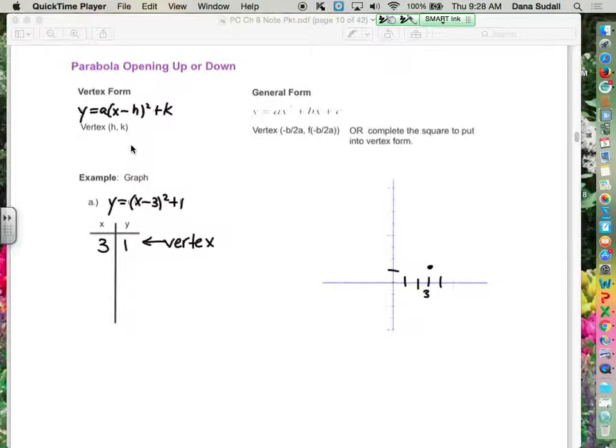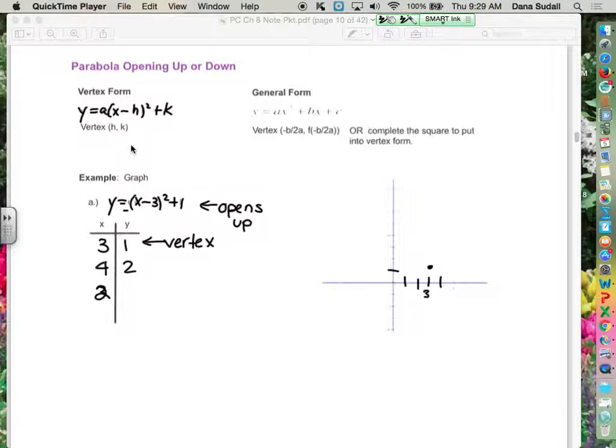So if this is going to open upward, and I know that because it's a positive x squared, my a value there would be 1. So I'm going to pick a number that's smaller than 3 and bigger than 3, and usually I just go one above and one below. So if I do x values of 4 and 2, if I plug those into this equation here, 4 minus 3 would be 1. 1 squared is 1, plus 1 is 2.